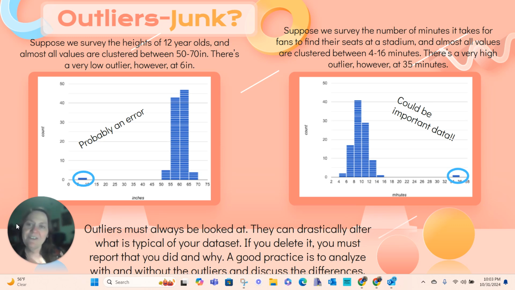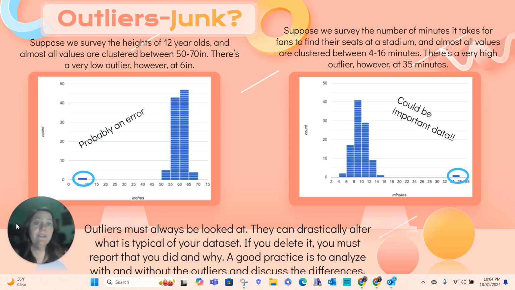And here, this is the way they look at these graphs. You see they've got the height of 12-year-olds. Well, obviously, you're not going to have a 6-inch 12-year-old. I've got that circled down there. That's probably an error. But even if you're deleting it, as a responsible data scientist, you should write in your report that you needed to delete that piece of data and say what happened.